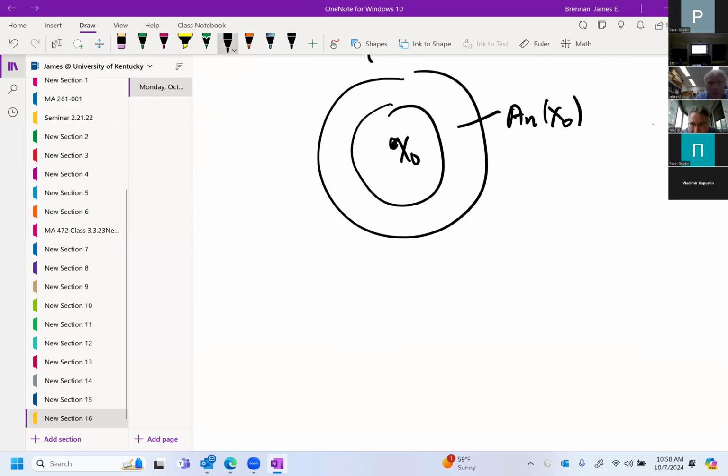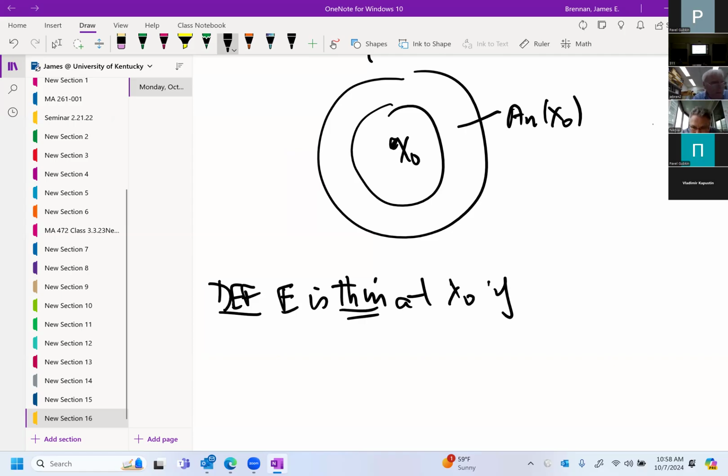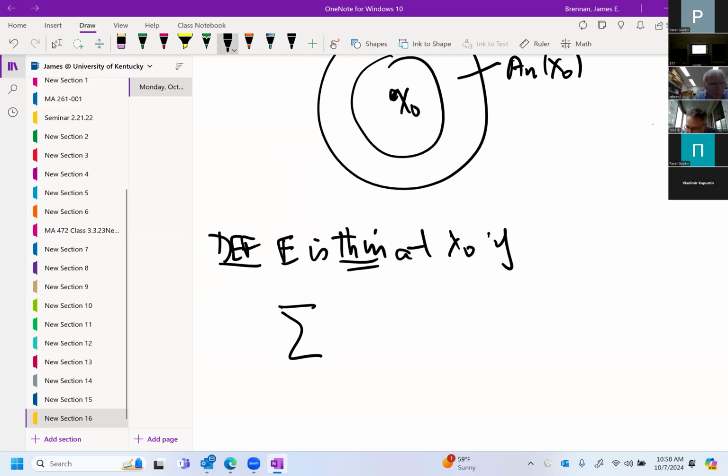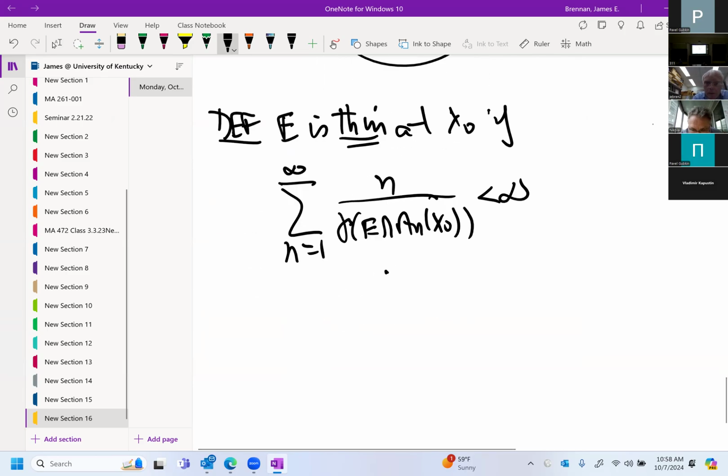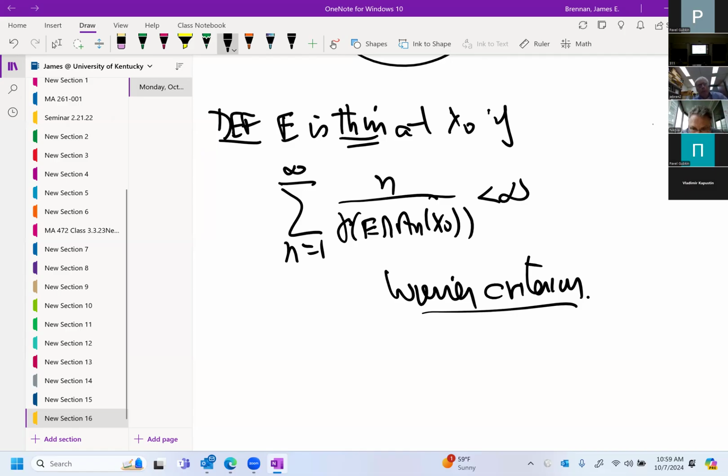Okay, now what I need to know is this thing. Here's a definition. E is thin at x naught if the sum, n equals 1 to infinity, of n over gamma of E intersect A n of x naught, is finite. This is the Wiener criterion. Now, I need to know two things about this function.